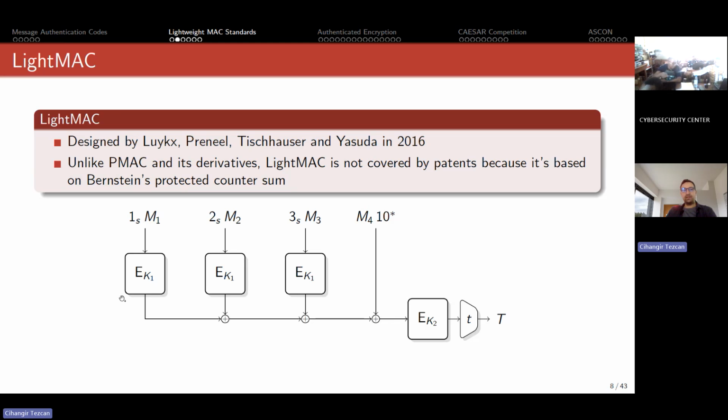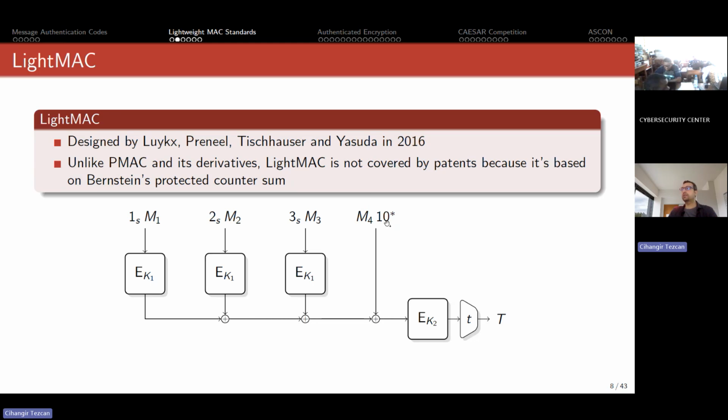LightMAC is something like this. It was designed by Luykx, Preneel, Tischhauser, and Yasuda in 2016. There is something called PMAC, by the way, but it is patented. LightMAC is not covered by patents because it's based on Bernstein's protected counter-sum mode. What they do is divide your message into blocks like M1, M2, M3, but you also put some counters at the beginning, and this is how you perform the encryption.